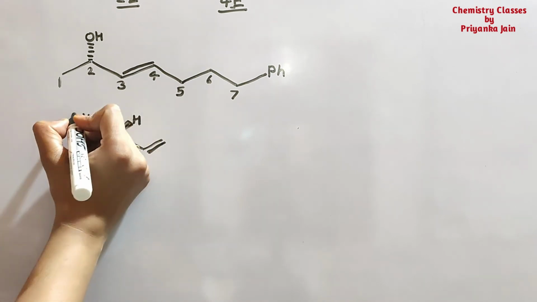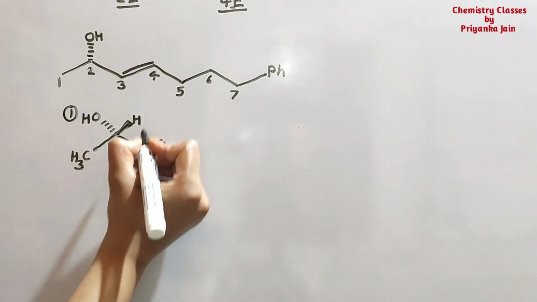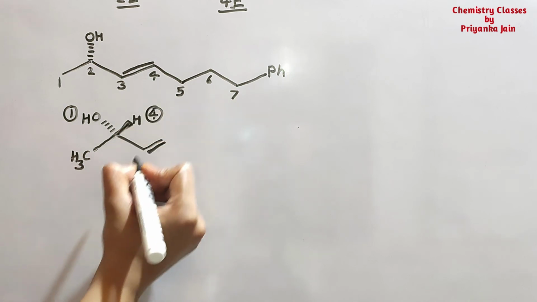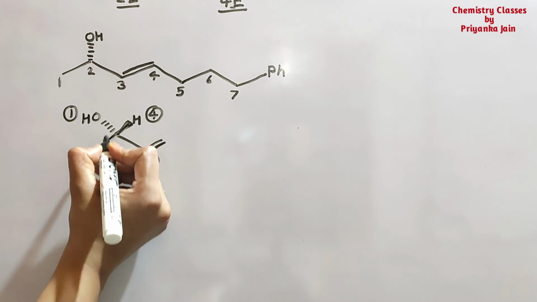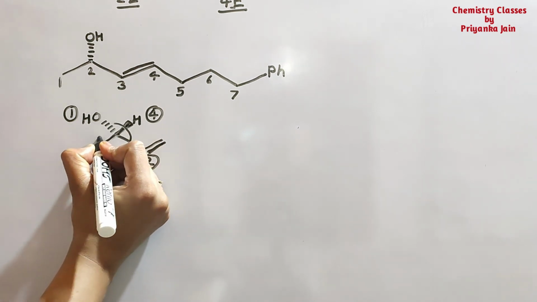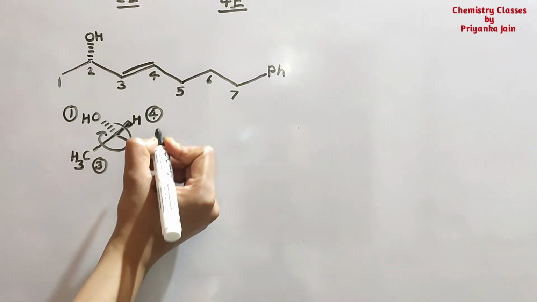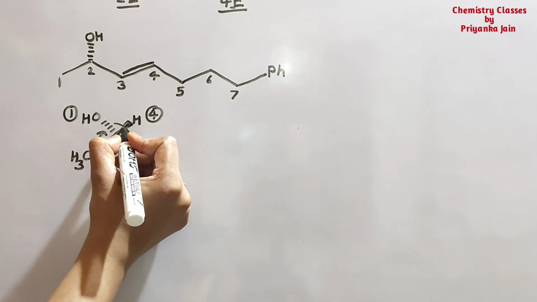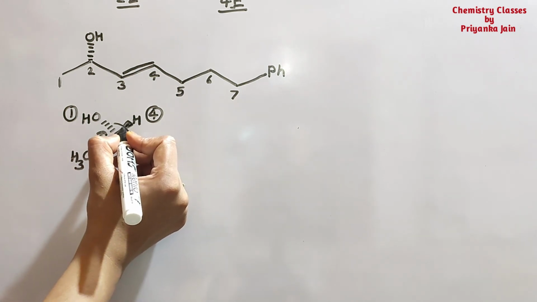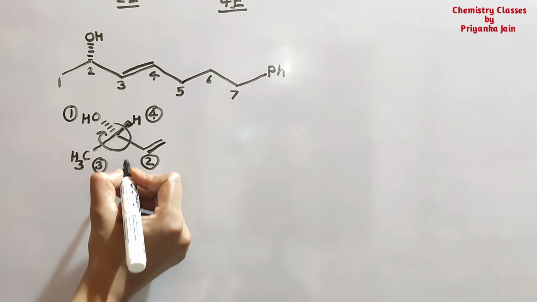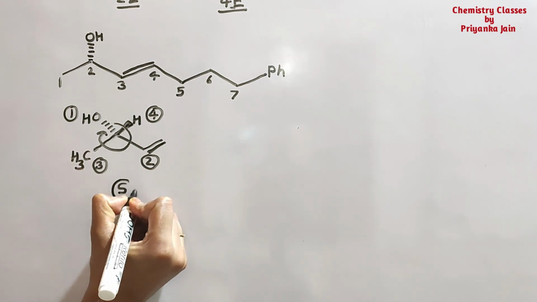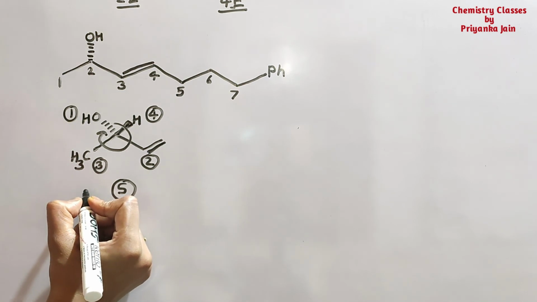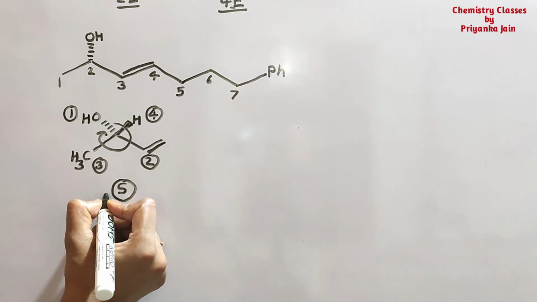The first priority will be for the OH and last for the hydrogen. Second will be for this group and third for this. So 1, 2, 3, this is going R. But this lowest priority group, the fourth group, is present above the plane side, so this will now be inverse. So it will be S configuration. Okay, so at the C2 carbon atom there is S configuration.